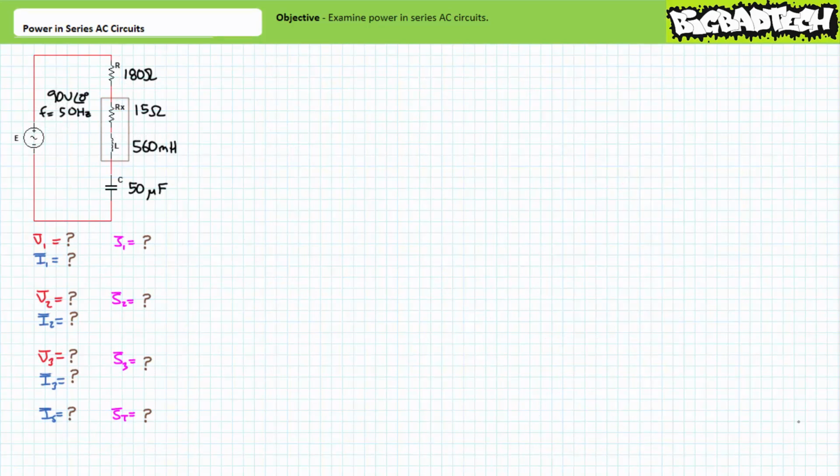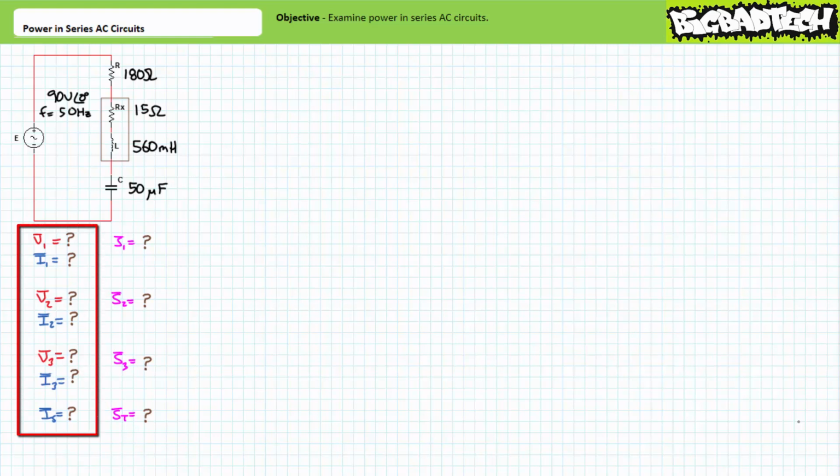The first element is a 180 ohm resistor. The second element is a non-ideal 560 millihenry inductor that happens to include a small internal resistance of 15 ohms. And finally, the third element is a 50 microfarad capacitor. The source voltage has an effective value of 90 volts and an excitation frequency of 50 Hz.